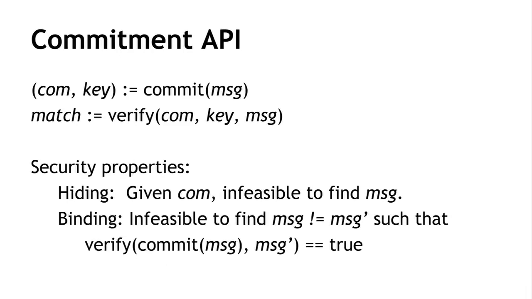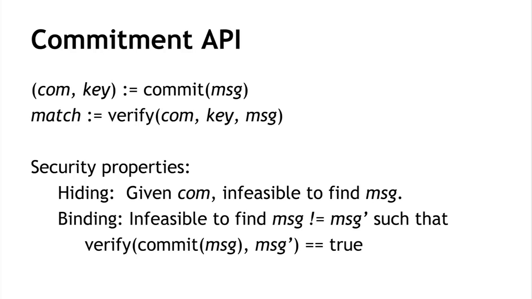In particular, the two security properties are these. First, given COM, the commitment, the envelope on the table, someone just looking at the envelope can't figure out what the message is. The second property is that it's binding: when you commit to what's in the envelope, you can't change your mind later. That is, it's infeasible to find two different messages such that you can commit to one message and then later claim that you committed to another, and the whole thing will verify. So how do we know that these two properties hold?